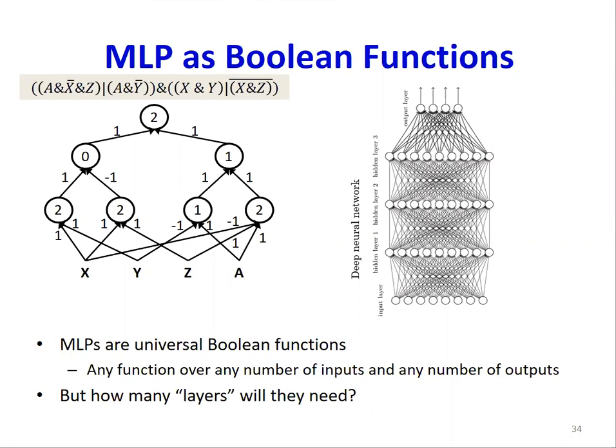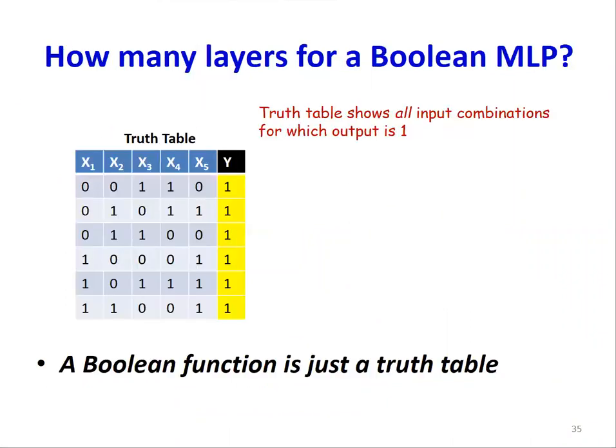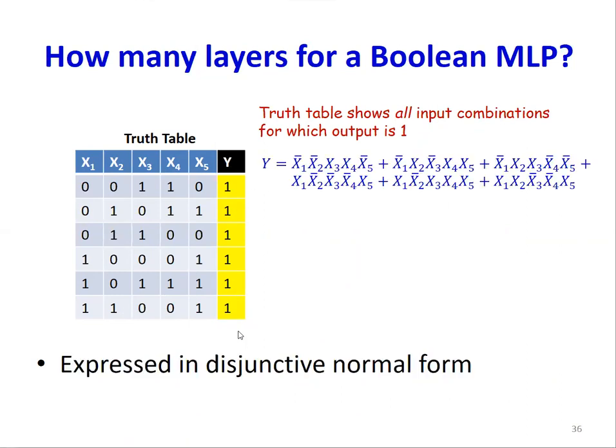2. It needs only 1 hidden layer. Why is that? Any Boolean function can be expressed as a truth table. So these are all the input bits. This is the output. The truth table simply represents the combinations of inputs for which the output is 1, right? But once I have a truth table of this kind, I can write this as a disjunctive normal form. So the DNF formula has as many clauses as there are combinations of inputs for which the output is 1.